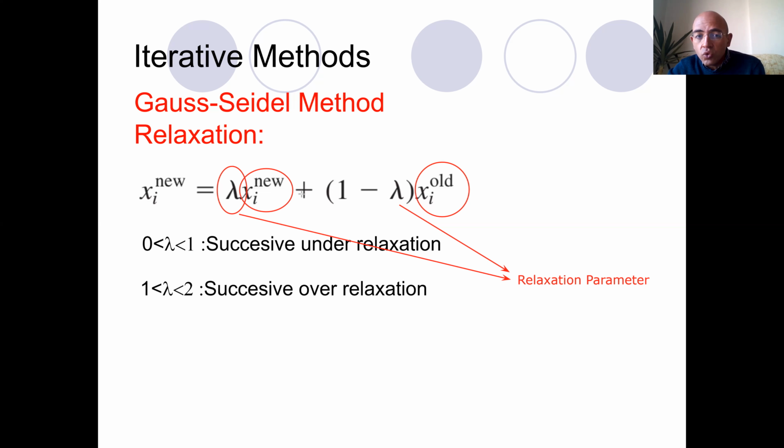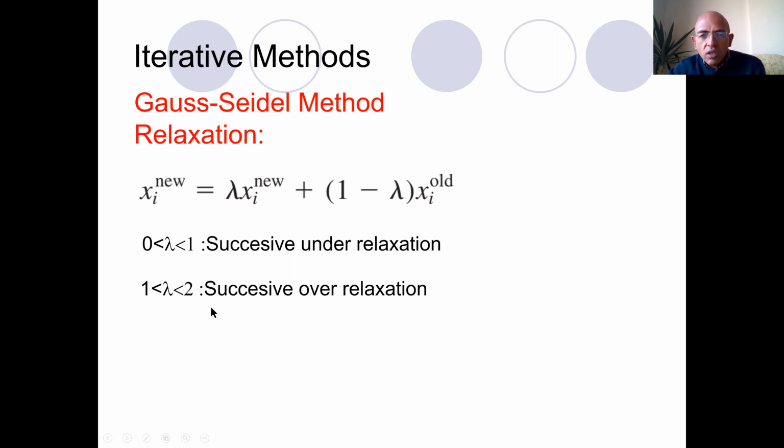So if lambda is between 0 and 1, it is under relaxation. If lambda is greater than 1, it's over relaxation, and generally lambda is chosen for over relaxation between 1 and 2. You can use larger values for lambda than 2, but this may cause divergence. What else?